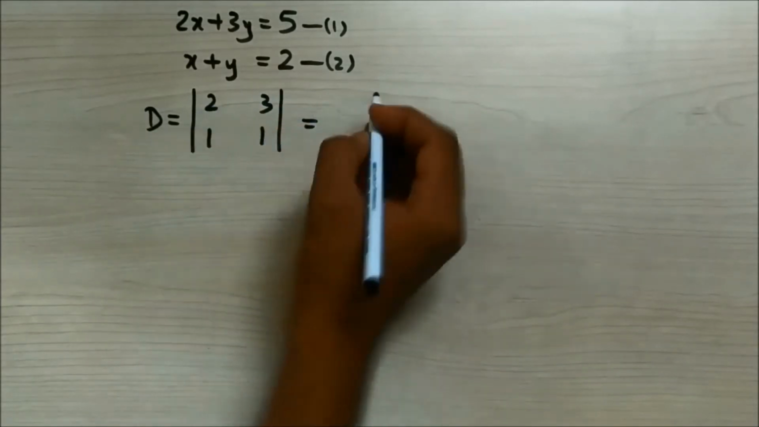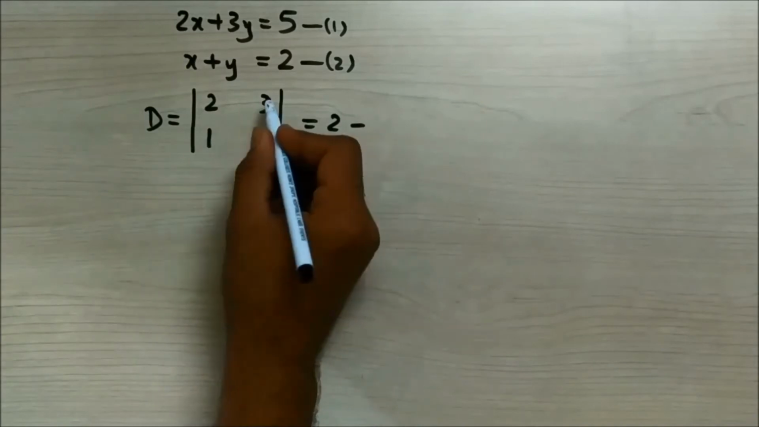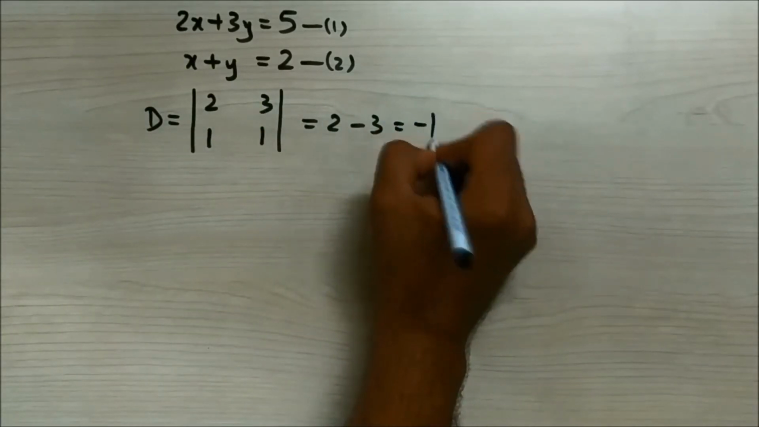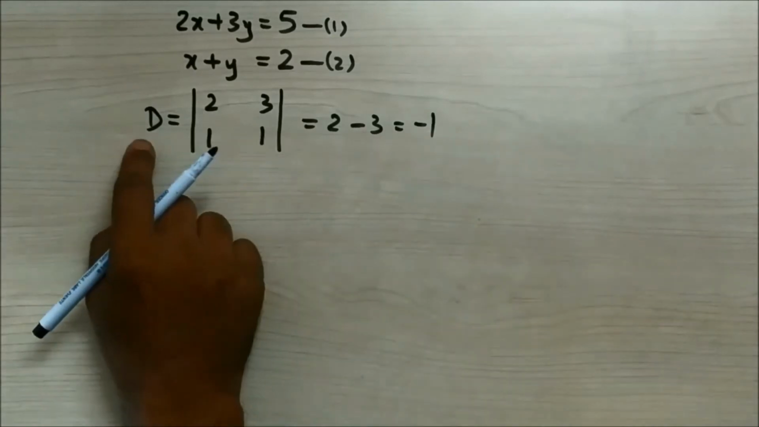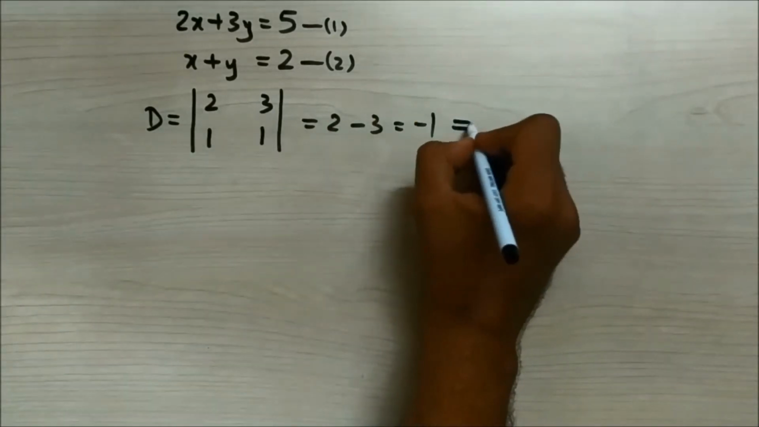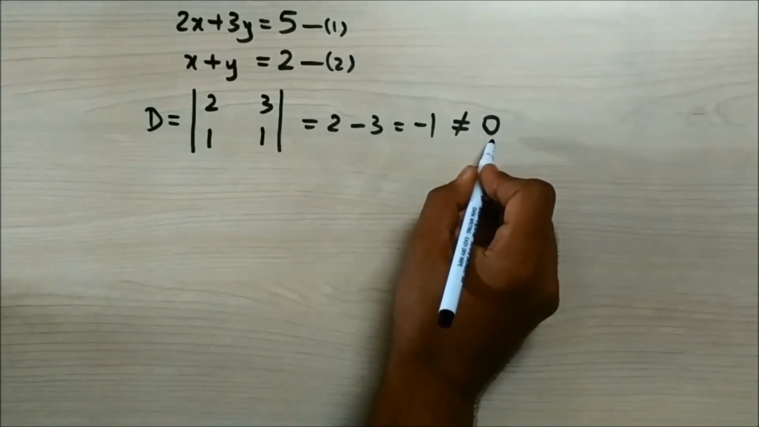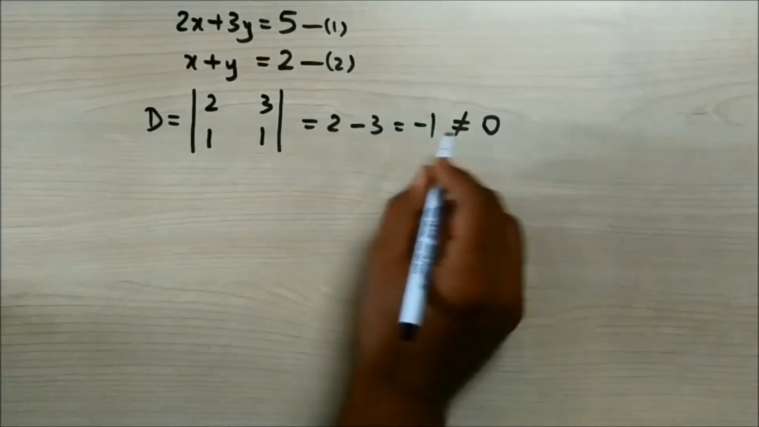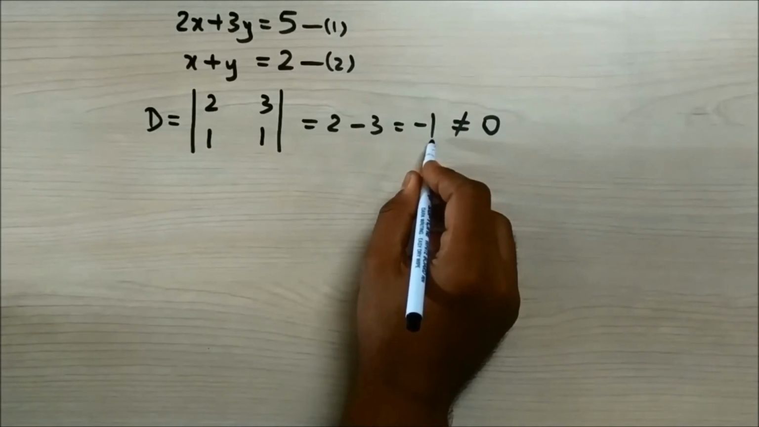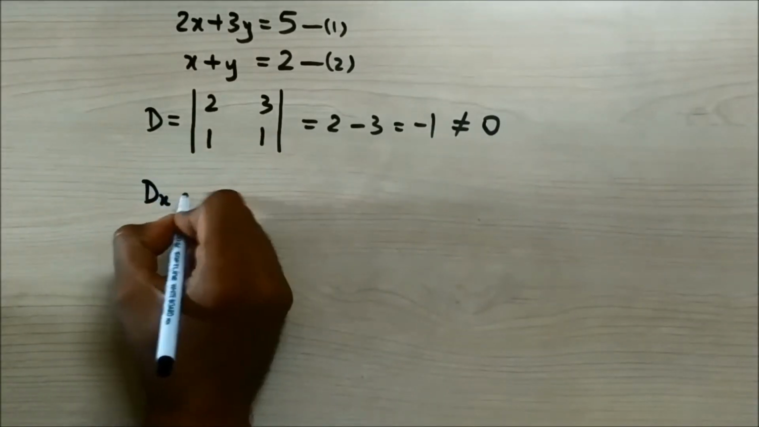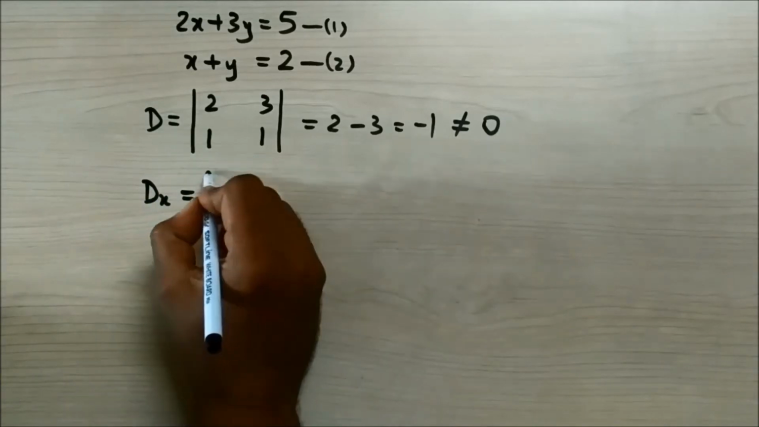So 2 times 1 is 2, 1 times 3 gives 3, which gives minus 1. Remember, the value of determinant d should not be equal to 0. If it is 0, then we cannot apply Cramer's rule. So here that's not an issue. Next we prepare the determinant for the variable x, which we denote as dx.